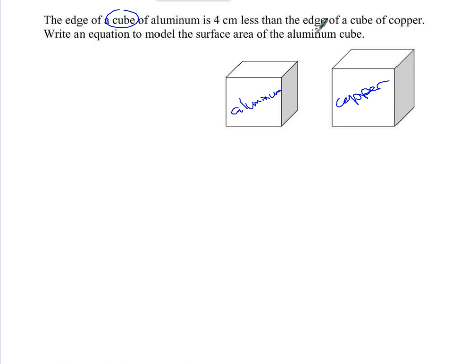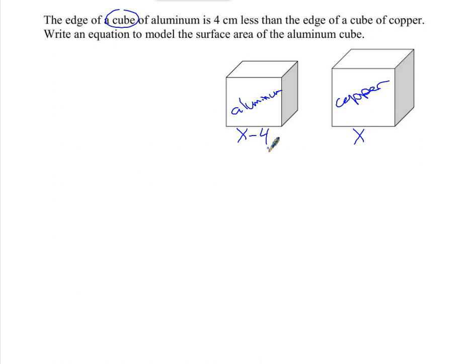X or C, right? Doesn't matter what letter you use. We don't know how long that edge is, so we'll call that X. And now that we've called that X, we can call this X minus 4. Because whatever this edge was, we've got to take 4 away to get that edge. That's right.